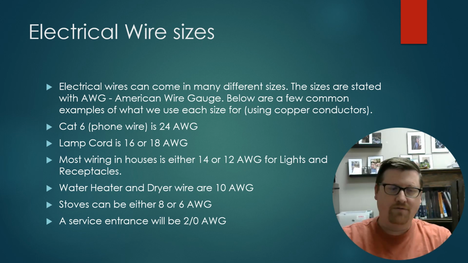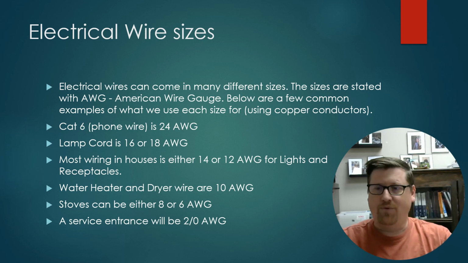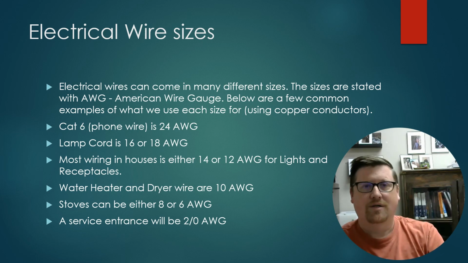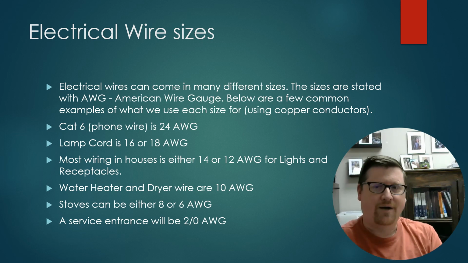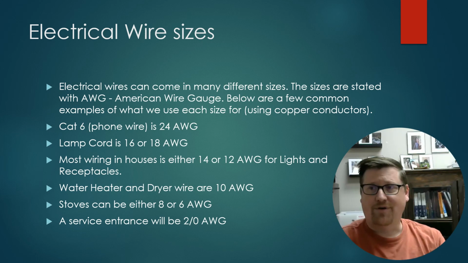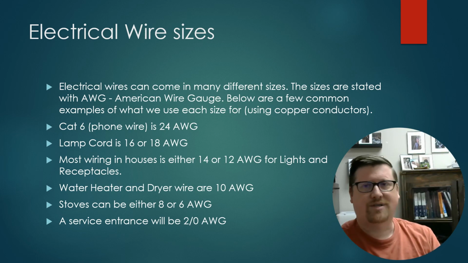Your water heater and your dryer may be run on 10 AWG. Stoves could be 8 or 6, right? And so as we go down, these wires are getting fatter and fatter as we go down. That's kind of how that works. And so then we have to talk about how we are going to choose a size of wire.